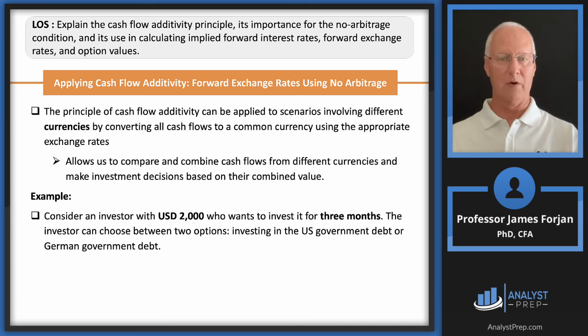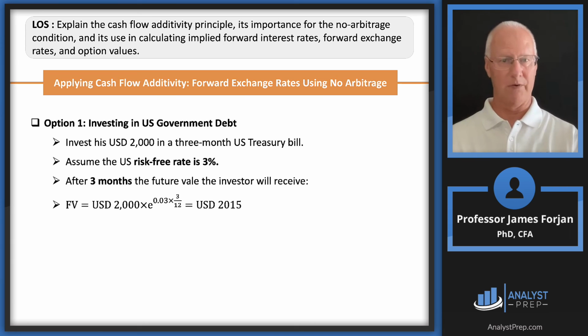We have $2,000. We want to invest it for 3 months. What we can do is invest in U.S. government debt or German government debt. All right, so you ready for this? So what are we going to do? If we invest in U.S. Treasury bills, we have a risk-free rate of interest. We'll learn all about Treasury bills, notes and bonds. But let's just suppose that is a risk-free rate of 3%.